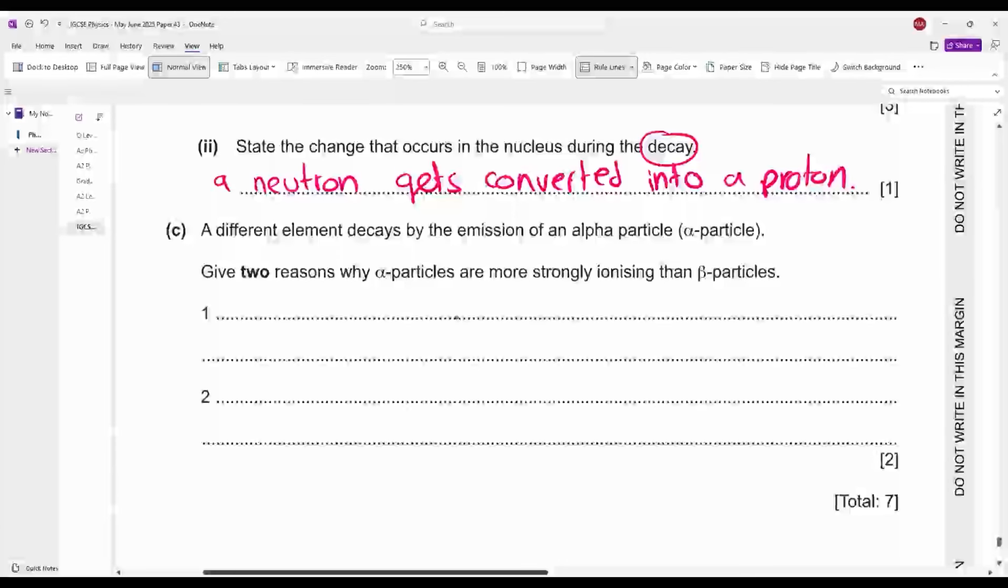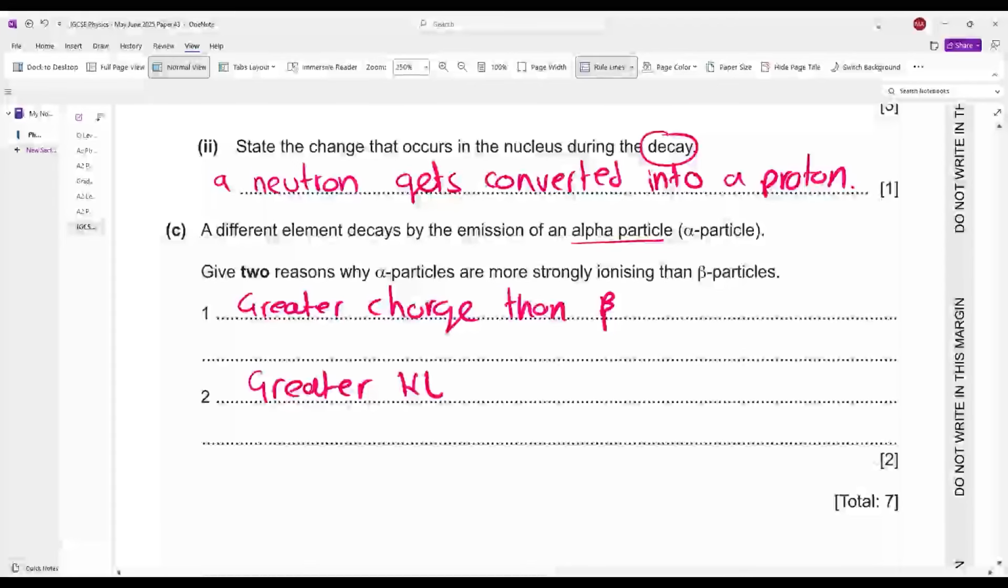A different element decays by the emission of an alpha particle. Give two reasons why alpha particles are more ionizing. Why? Because first of all they have a greater charge than beta. Second of all they have a greater kinetic energy than beta. Simple.